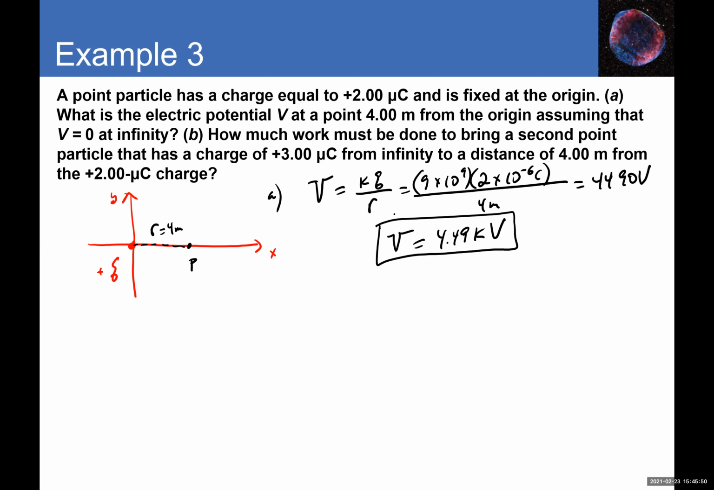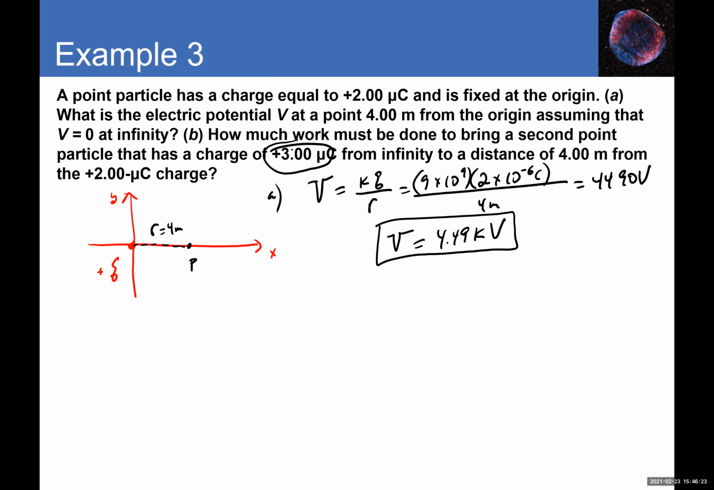Part B says, how much work must be done to bring a second point particle that has a charge of 3 microcoulomb from infinity to a distance of 4 meters from that plus 2 microcoulomb charge. Well, that means we want to know how much work must be done. And remember, we have to do work on another test charge that is also positive, because the field is going to be pushing it away from this source charge.